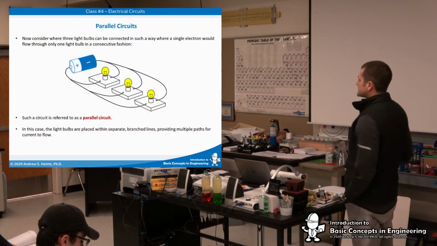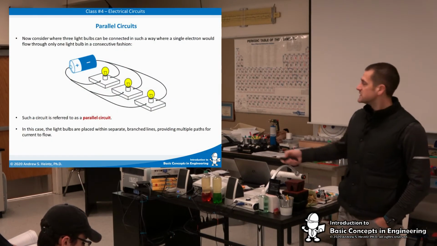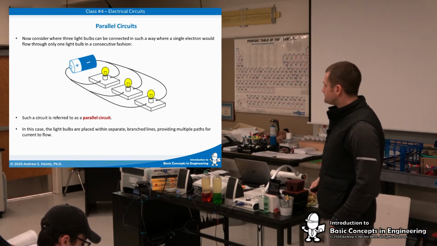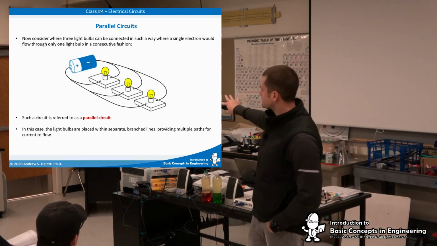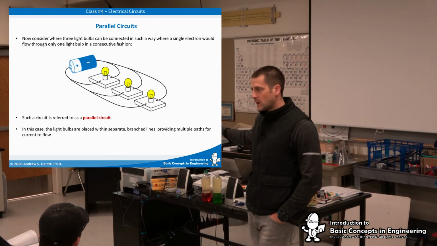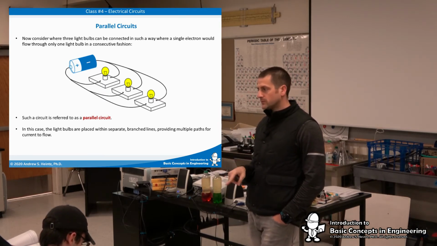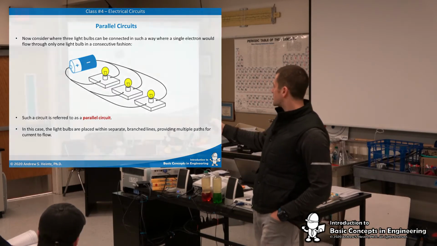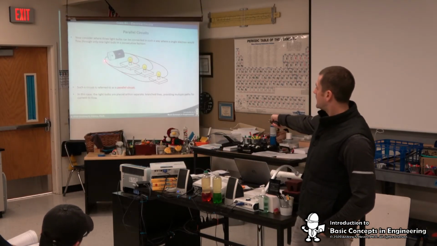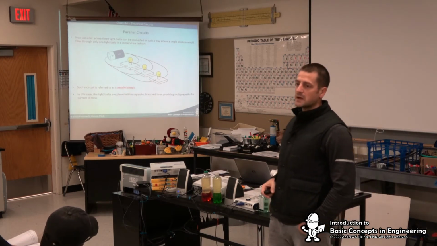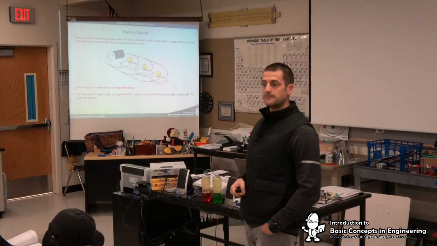All right, so that leads us to parallel circuits. This is why a junction is important, because a parallel circuit is nothing but a whole bunch of junctions. So in this case, we can connect our light bulbs in such a way that an electron will only go through one of those bulbs, right? An electron can go through this guy, he can go through this guy, he can go through this guy, and return all the way back to the battery without having to see the other ones. Yes?